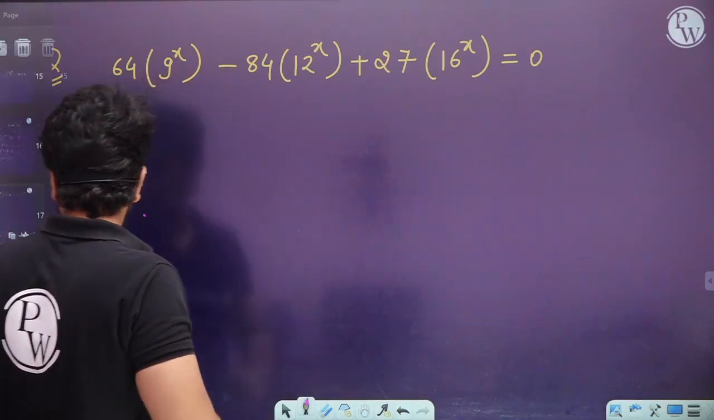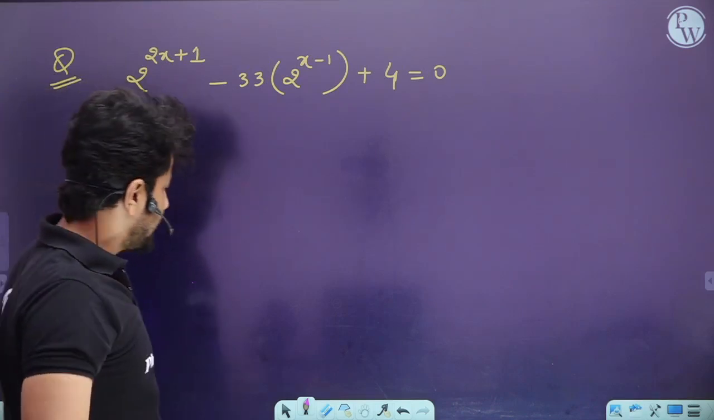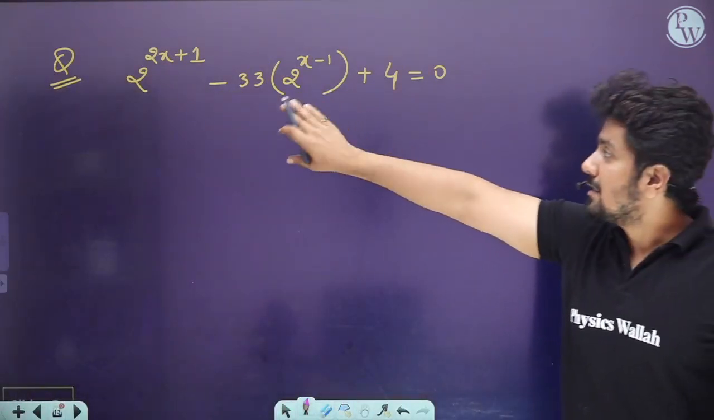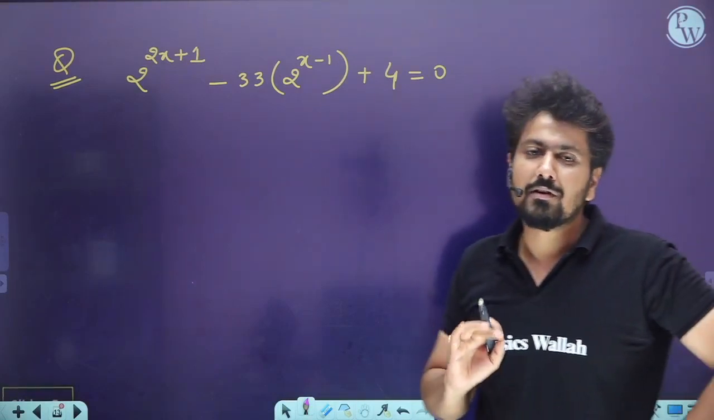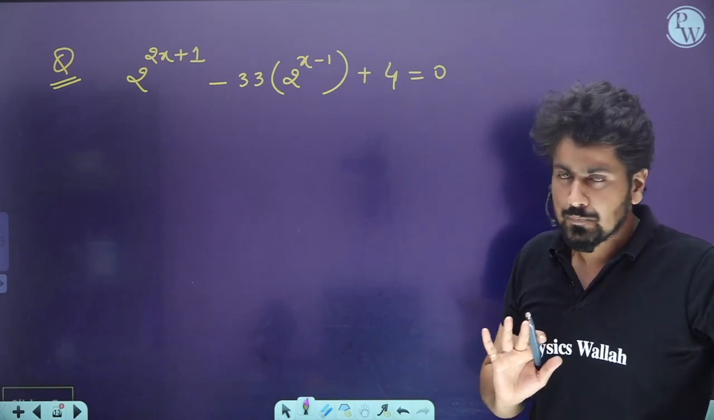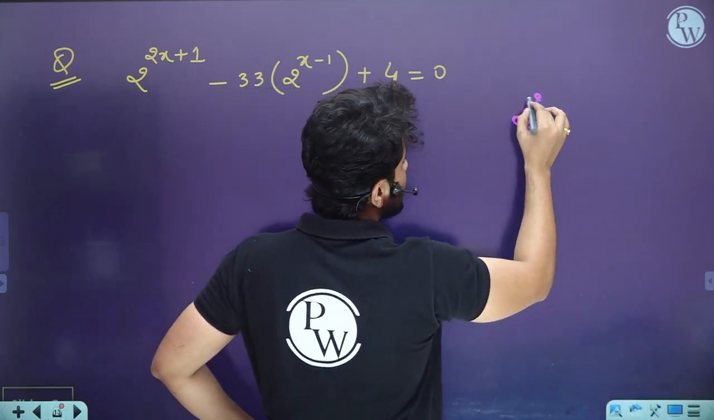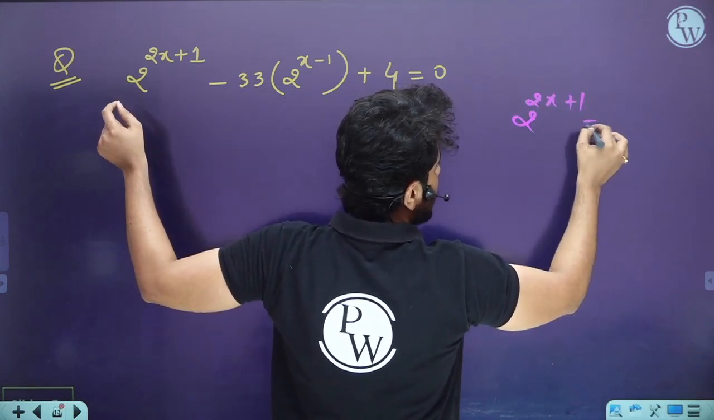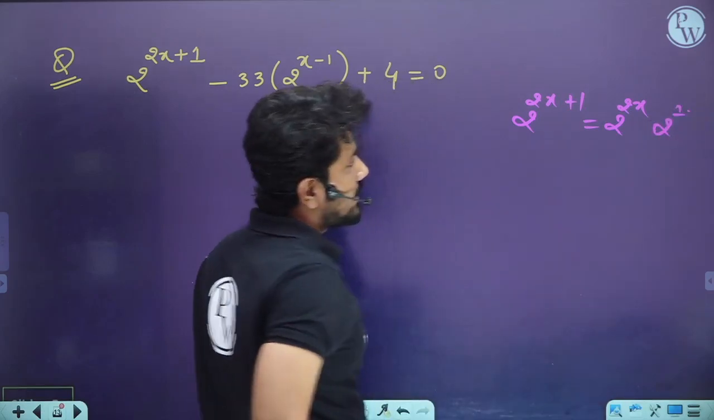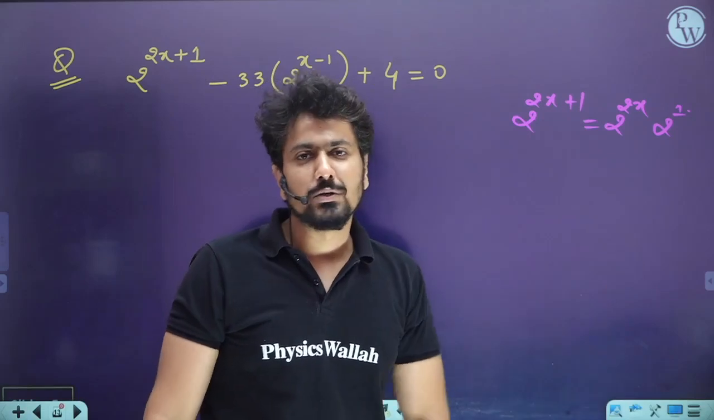So now let's move forward to that question which we were talking about, this one. 2 raised to the power 2x plus 1, and then we have minus 33 times 2 raised to the power x minus 1 plus 4 is equal to 0. This is the equation we need to solve. First of all, you understand that the first term, 2 raised to the power 2x plus 1, we can write as 2 raised to the power 2x into 2 raised to the power 1. Correct?